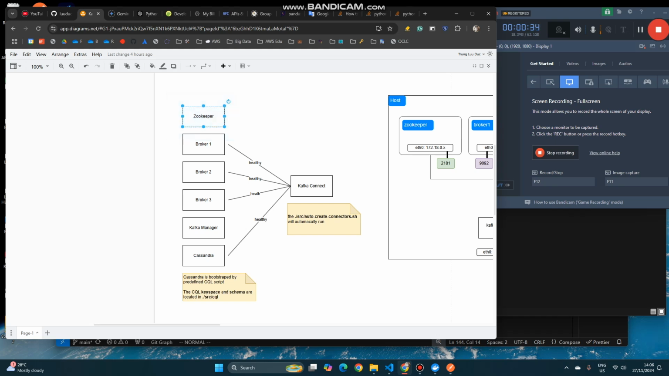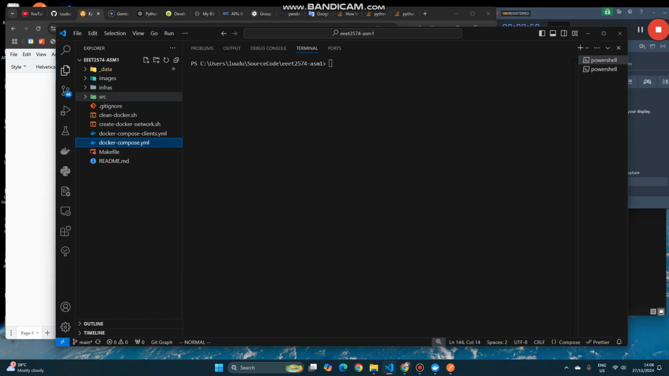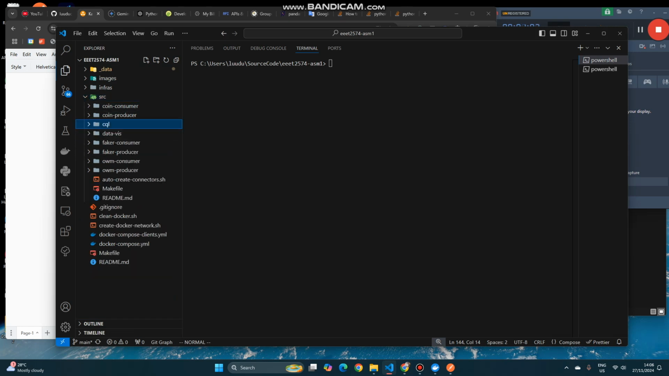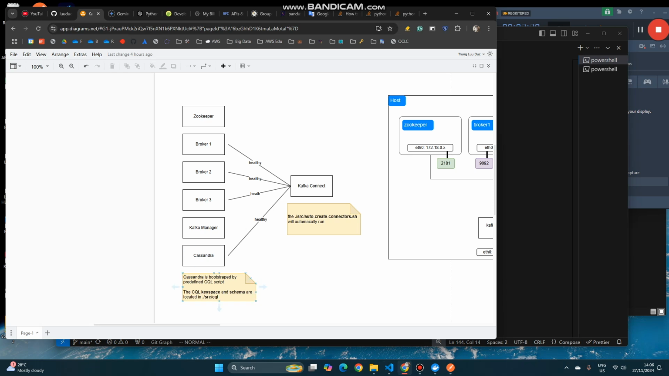The first containers are the Zookeeper and three Kafka brokers, and one Kafka manager and one Cassandra database. The Cassandra database is going to be bootstrapped by the CQL script, and the location of those scripts is in the shared slash CQL folder, which is this location. So it's gonna automatically load this one into the container and run the CQL automatically to create the keyspace and the table schema.